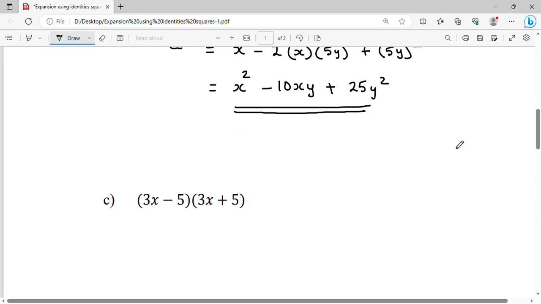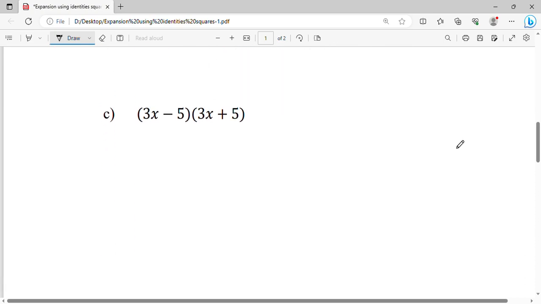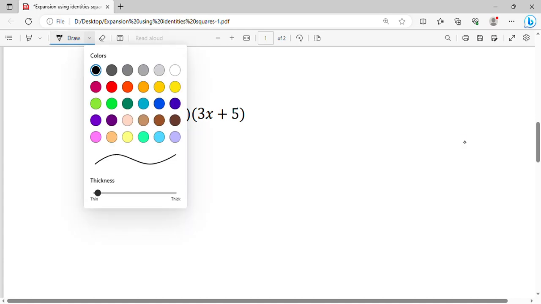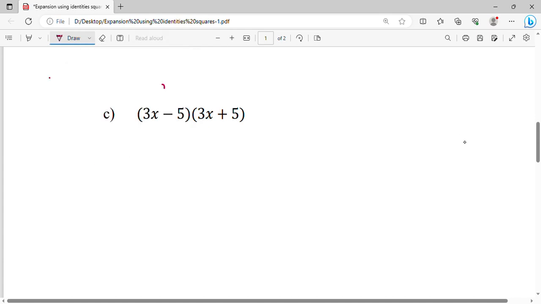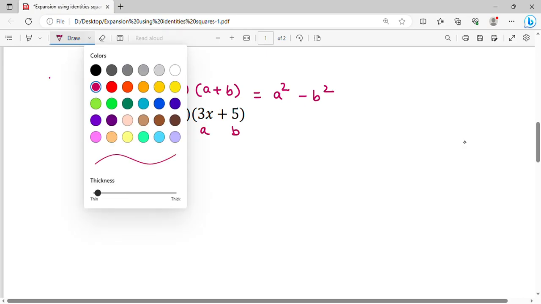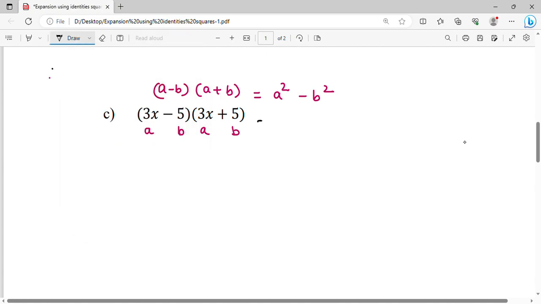And now let's do the next type, 3x minus 5. So this is of the format a minus b multiplied by a plus b, which would give you a squared minus b squared. So this is basically a, this is b, this is a, this is b. So if I have to use the formula, it is 3x the whole squared minus b.